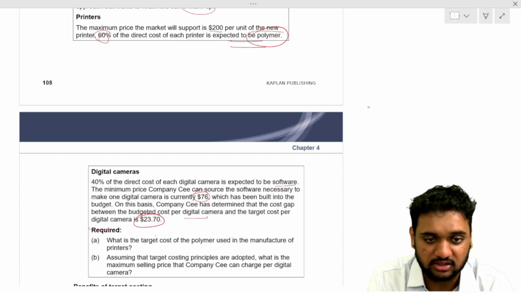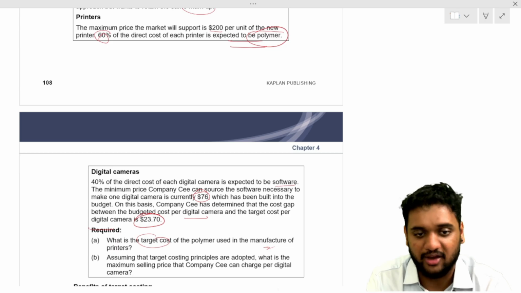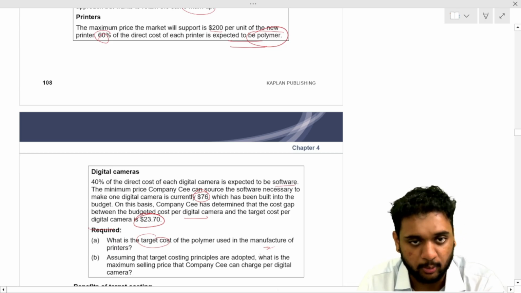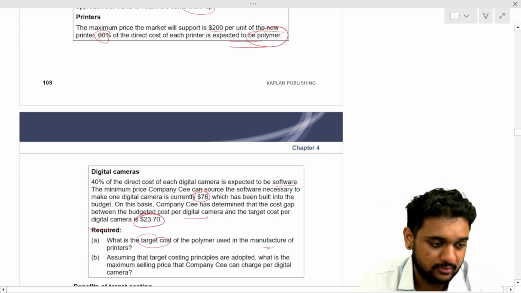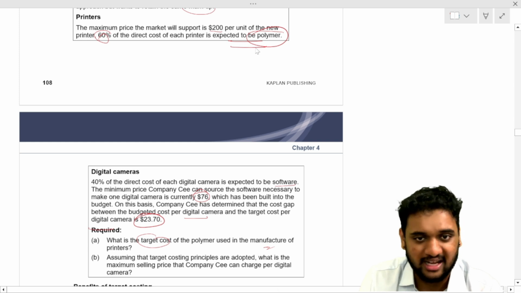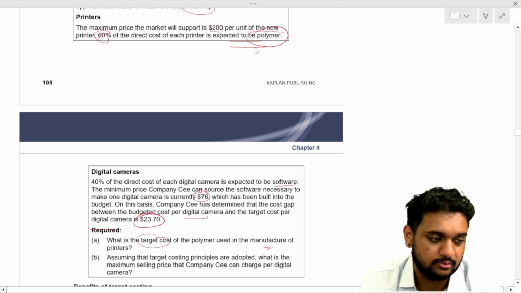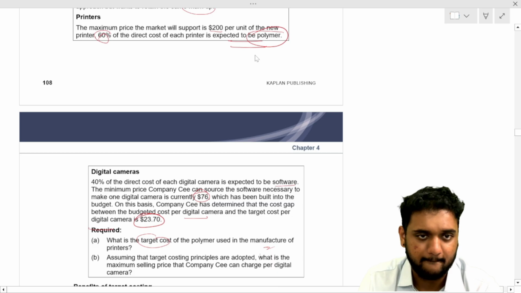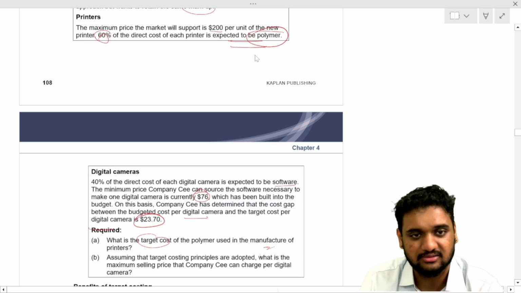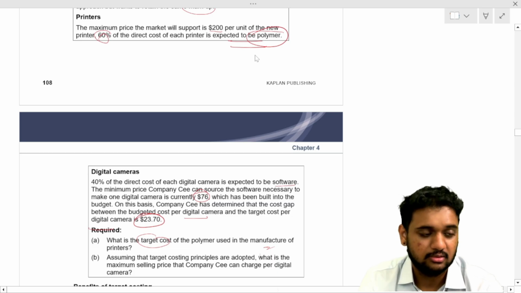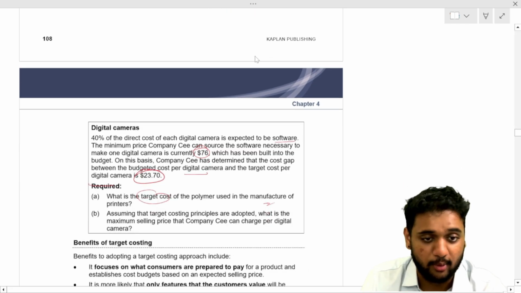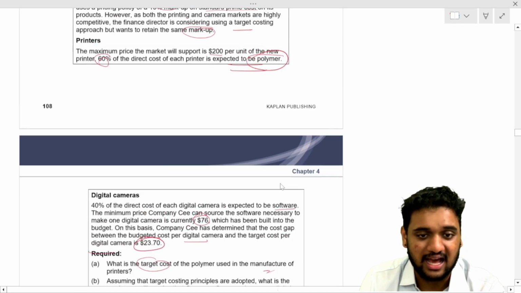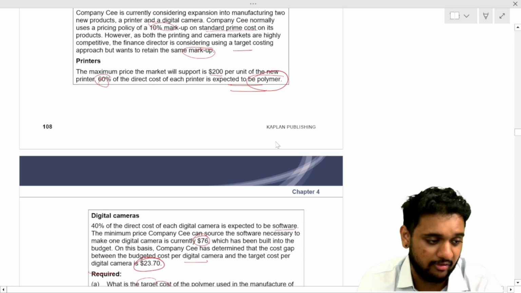What is the target cost of the polymer to be used in the manufacture of printer? We'll go one by one. First, we'll come to printer. Printer, what have they given? 200 is the selling price. And 60% direct cost is polymer. What they are asking is the target cost of the polymer. How will you find out?